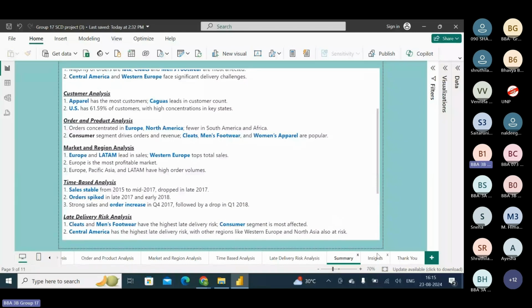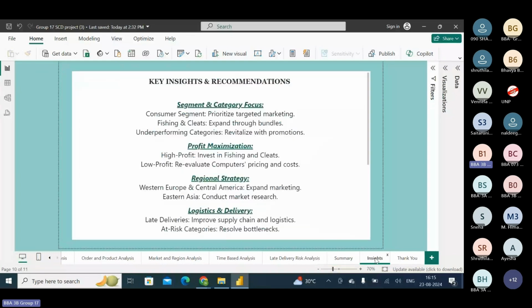To address the issues identified in the analysis, here are some improvement strategies which Akshita will talk about. Firstly, it is important to improve performance by focusing on expanding top-selling categories like fishing and cleats, and offering product bundles to boost up sales. Secondly, target marketing efforts in high-value regions like Western Europe and Central America. Optimizing supply chains by re-evaluating shipping routes is also an important insight.